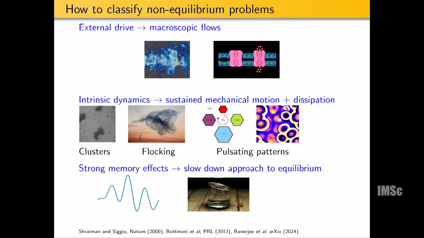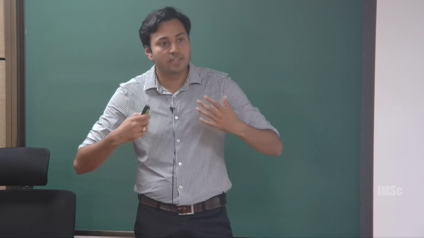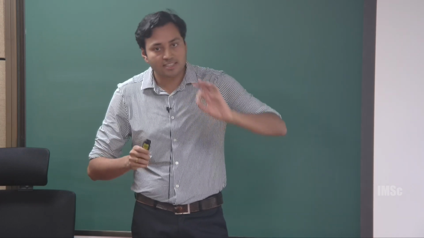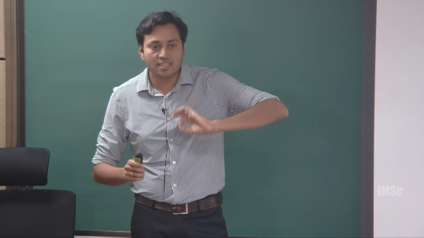Now there could be another class of non-equilibrium systems where you don't apply a global drive, but you just look at the individual entities that make up this macroscopic system. These entities intrinsically have some way of converting the energy that they get from their surroundings into some kind of mechanical motion and dissipate the rest. Now to sustain these kinds of states, you need to continually feed them energy, and this drives them out of equilibrium.